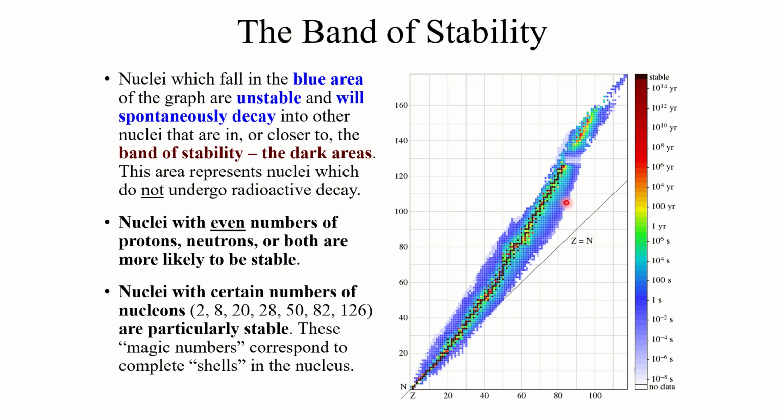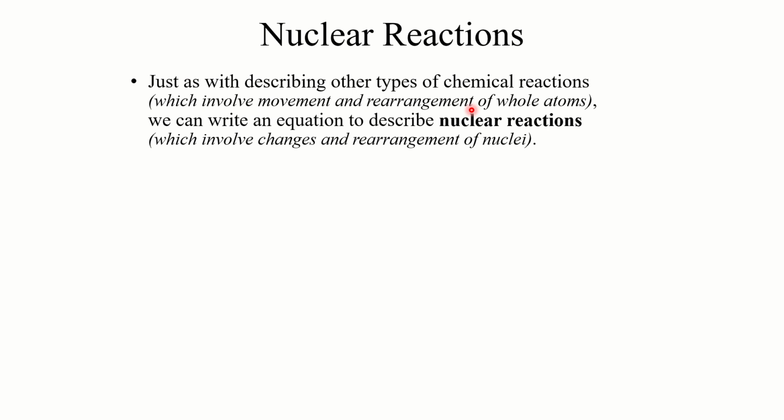But I am going to expect you to be able to understand and remember the general trend here, that the band of stability begins to curve away up and to the left from the Z equals N line. The band of stability curves in this direction to increase that N to Z ratio to stabilize the nuclei. All right, so we're going to come back to this band of stability in a little bit more detail later in the presentation. But before we do so, we're going to go into nuclear reactions.